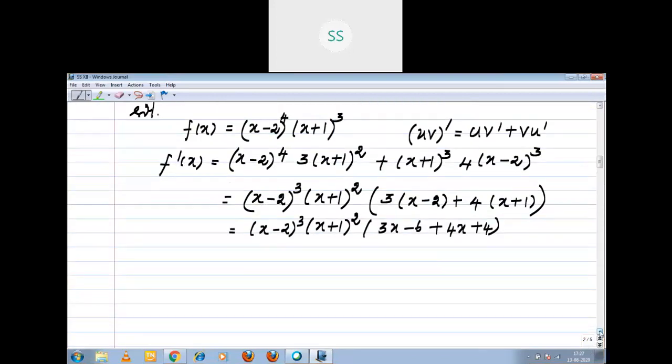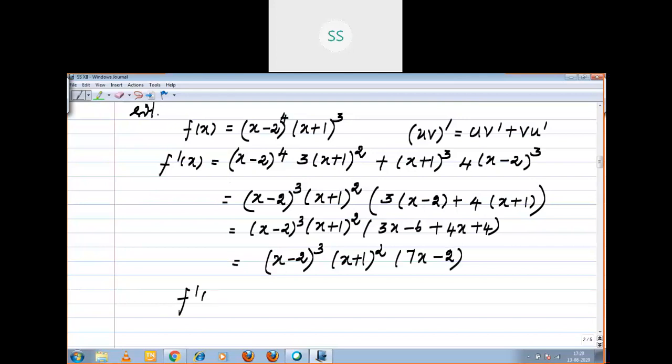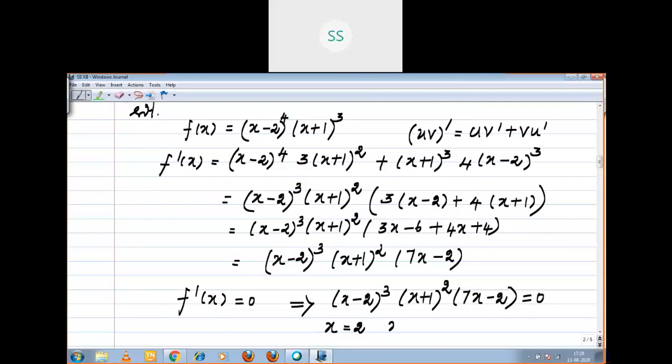A critical point you want to find. f dash of x is equal to (x minus 2) cubed (x plus 1) squared (7x minus 2). The next step, f dash of x equal to 0, which implies (x minus 2) cubed (x plus 1) squared (7x minus 2) equal to 0. Now, x is equal to 2, x is equal to minus 1, x is equal to 2 by 7.